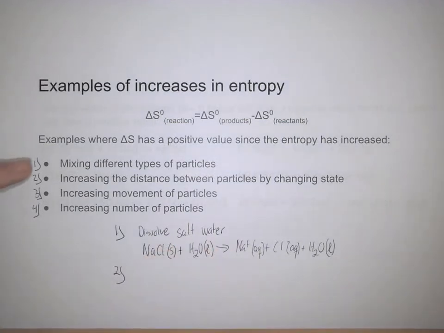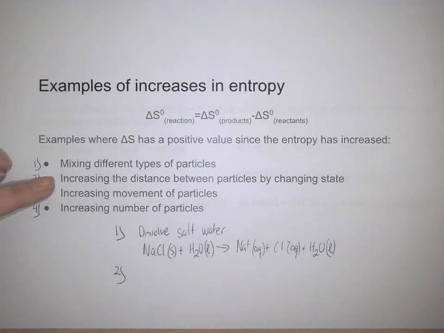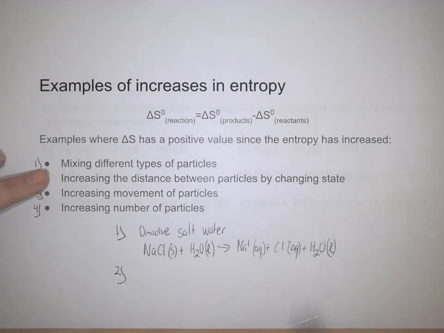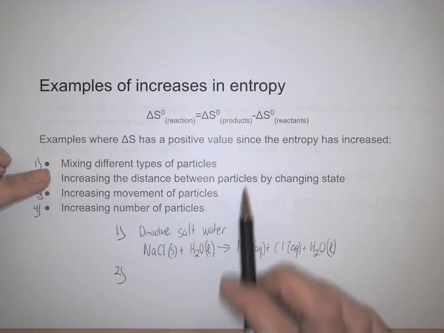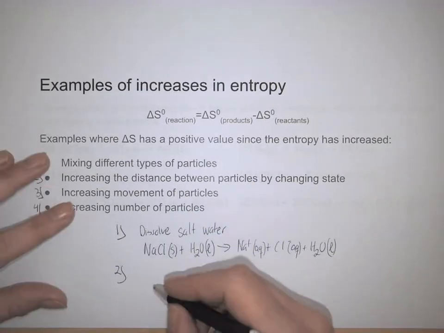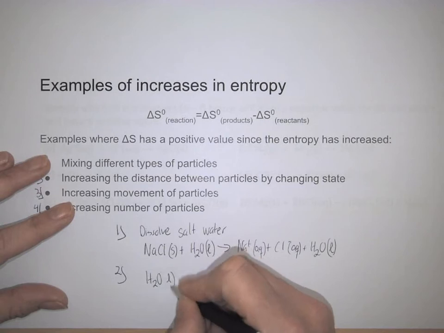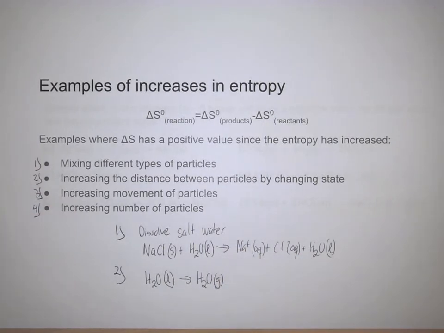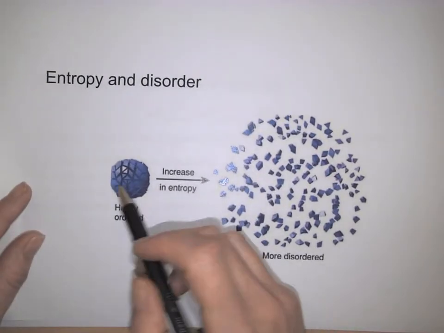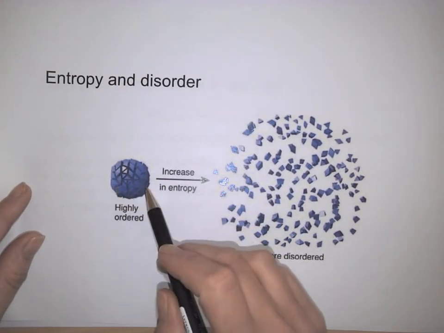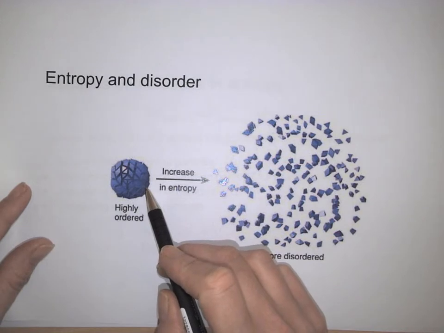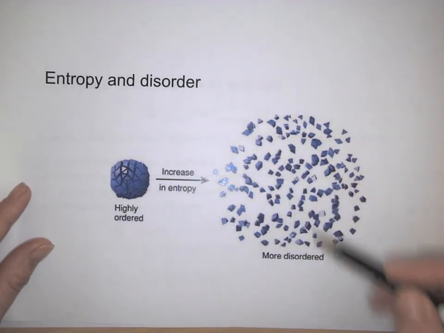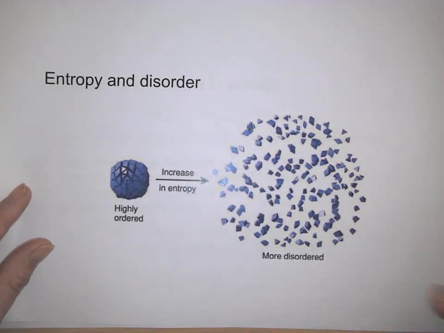The second one here says that if you want to have a positive value of delta S and an entropy that's increasing, you can do that by increasing the distance between the particles when you change state. A clear example of this is when you boil water, when you get liquid state and you transform it to gaseous state. So think of this picture again. This is water, and what will happen when we heat it up? Well, it will boil and go into gaseous state, and that will spread them out, so the entropy will increase in this way.